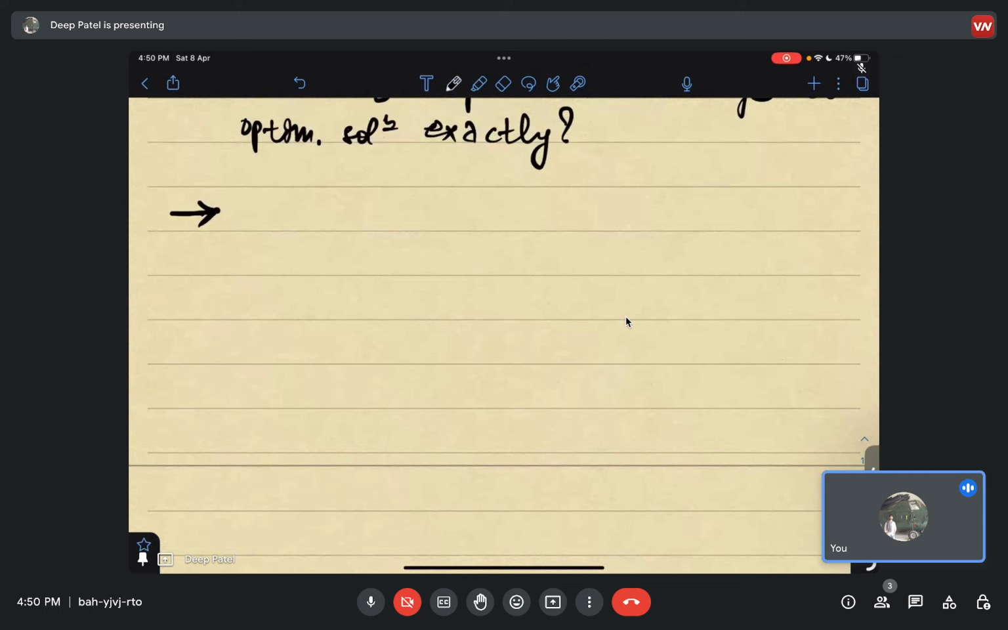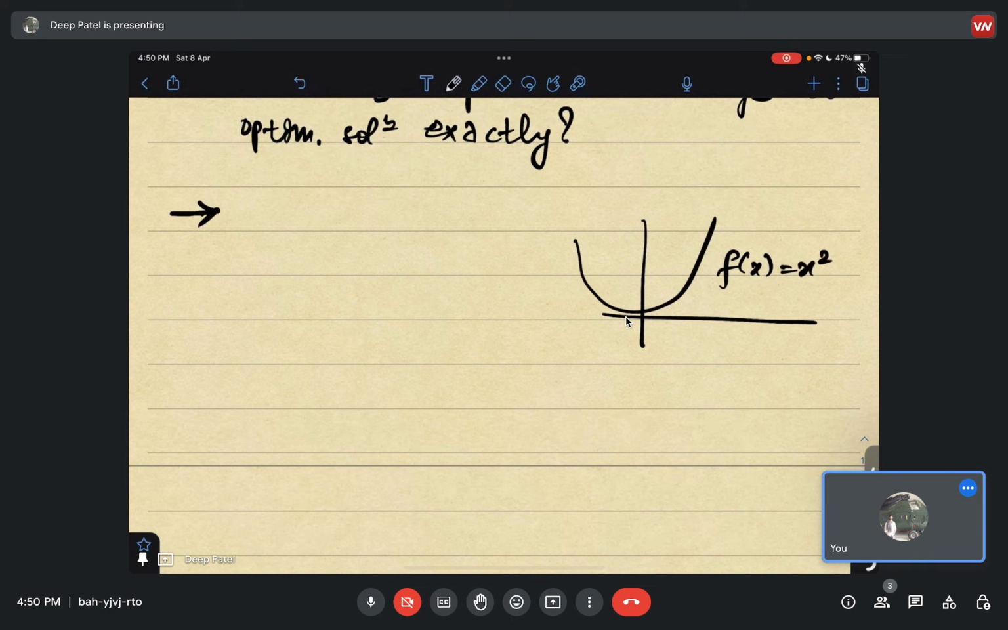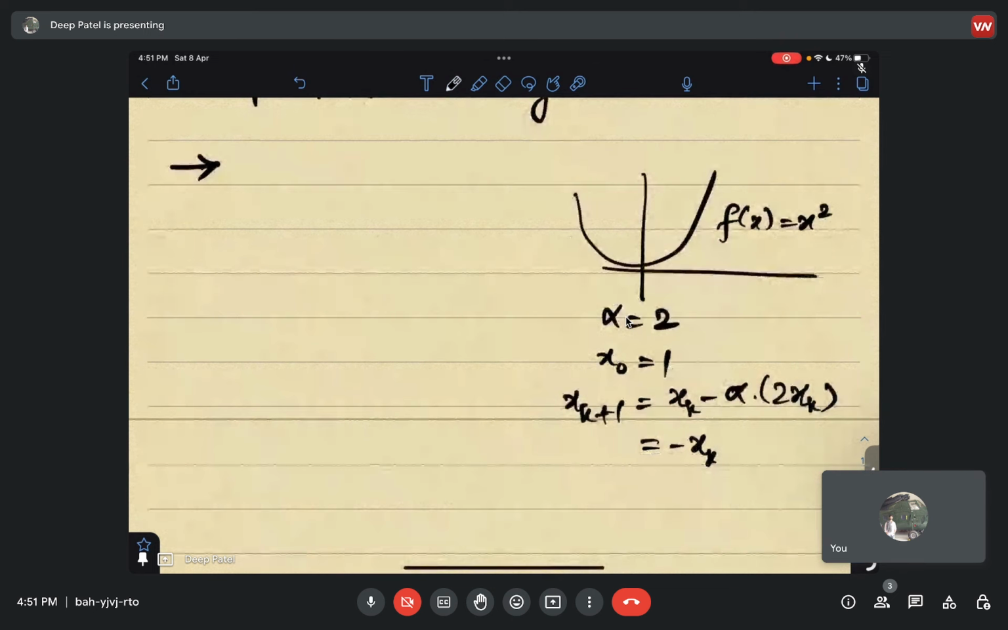So maybe let me complete that thought. I hope this is what you were saying. If you start with f of x as x square, and let's say you take step size as 2, and let's say you start at 1. And let's say x_{k+1} is x_k minus alpha times 2x_k, which is nothing but minus x_k. The gradient is just the negative of the sign of x.